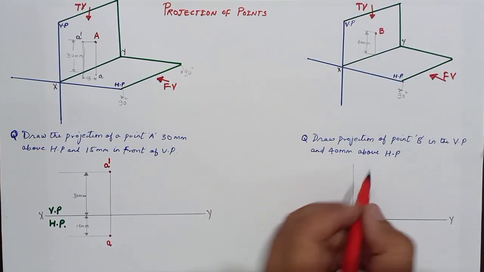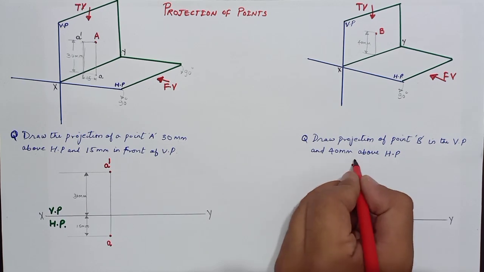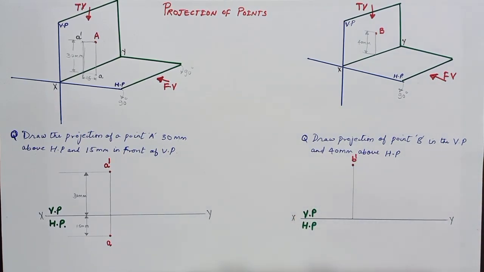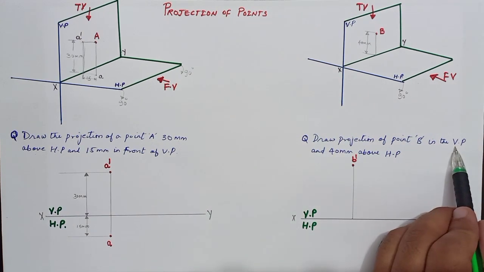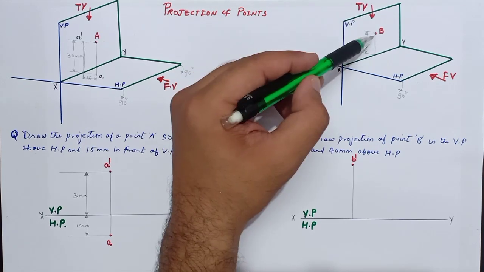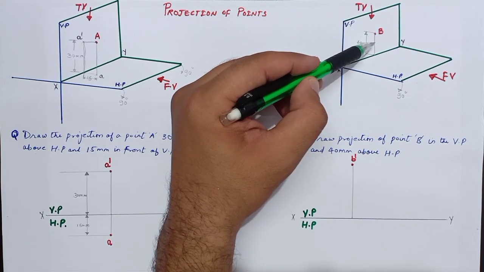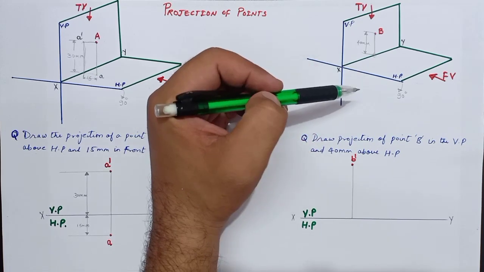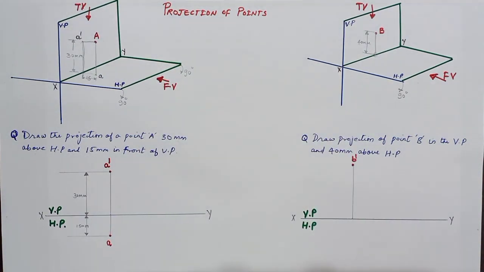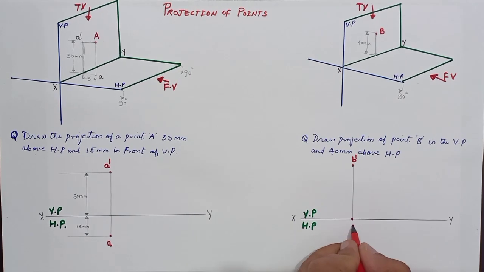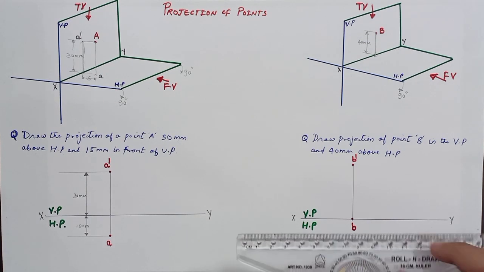So we'll give point B dash, and the point is on the VP. That means when we look from the top view and we extend point B on the HP, it will lie on the XY line. So we will place this point B exactly on XY line and name it point B. Now giving dimension.